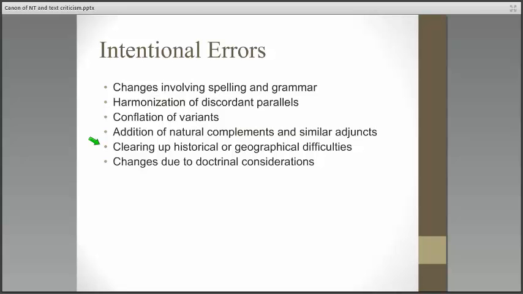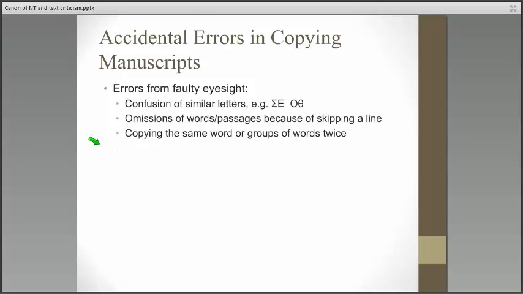Sometimes if they're copying by hand, they might make mistakes. You can see here how the sigma is very similar to the epsilon in Greek, or the omicron is very similar to the theta. Remember, it wasn't until the modern period that people had eyeglasses. So if you had a scribe who couldn't see very well, or if he's reading, he might skip a word. You've done that before. If you're reading a book, you skip a word or you skip a line. Or if you're copying something, you copy the same word or group of words twice. It's just not seeing or not paying attention.